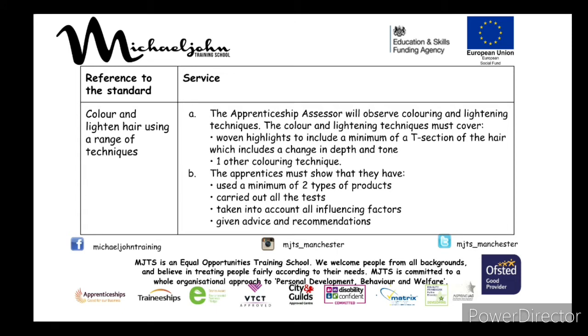We now move on to colour and lighten hair using a range of techniques. The apprenticeship assessor will observe colour and lightening techniques. The colour and lightening techniques must cover woven highlights to include a minimum of a T-section of the hair, which includes a change in depth and tone, plus one other colouring technique. The apprentices must show that they have used a minimum of 2 types of products, carried out all tests, taken into account all influencing factors, and given advice and recommendations.